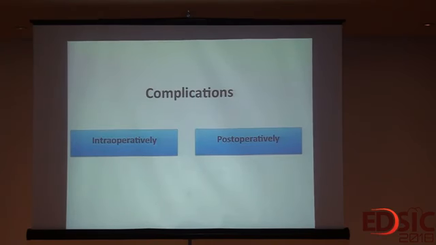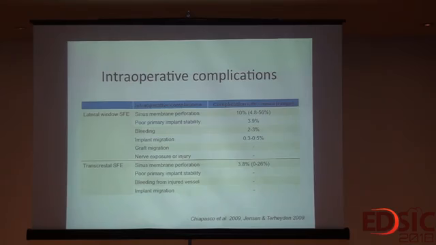Of course, complications may occur during these procedures, intraoperatively and postoperatively. Early postoperative complications occur within 7 to 10 days, and late postoperative complications occur after 10 days. The most common intraoperative complication during lateral window elevation is sinus membrane perforation, 10%, and poor primary implant stability. Transcrestal sinus elevation also has complications, and sinus membrane perforation is also the same for this technique.